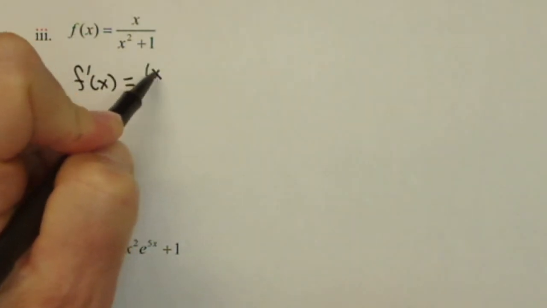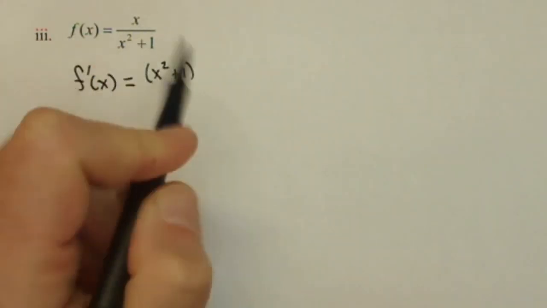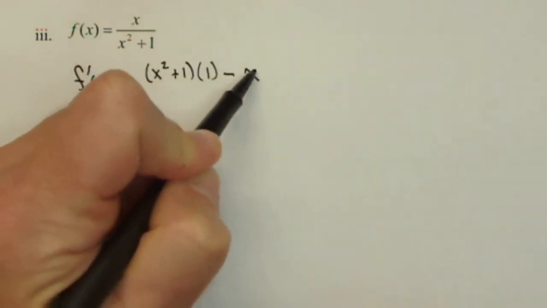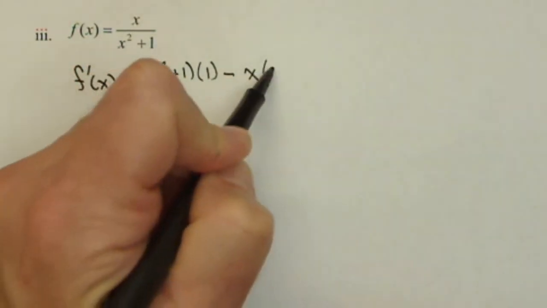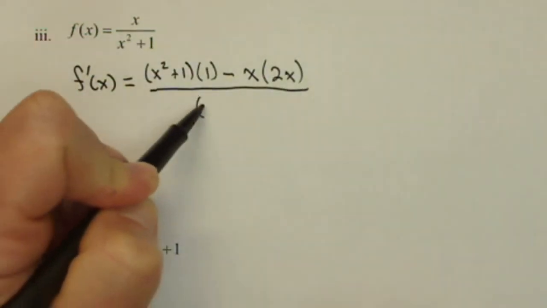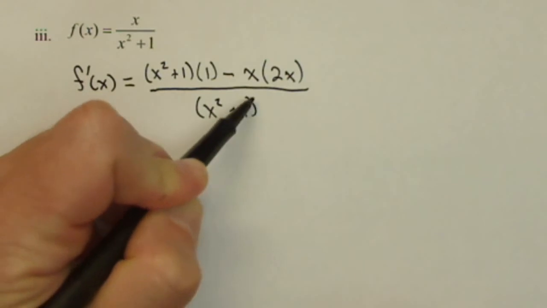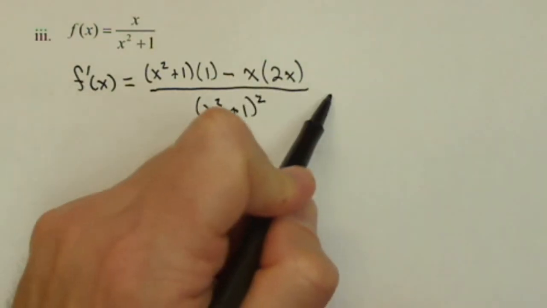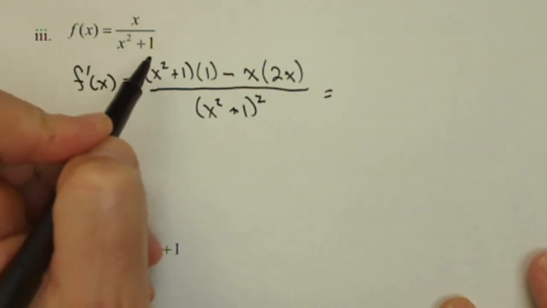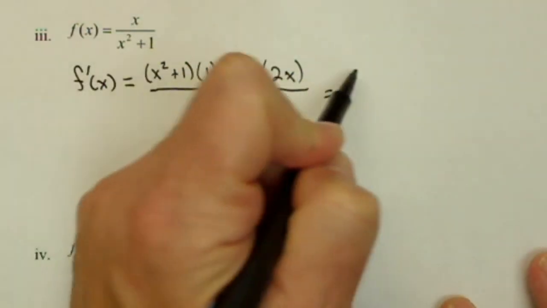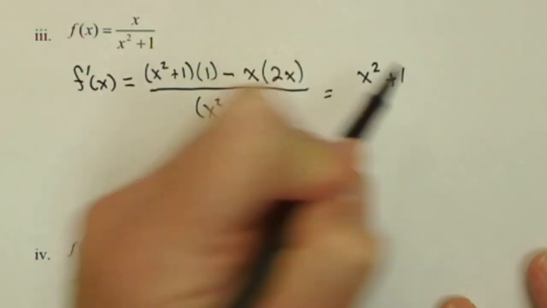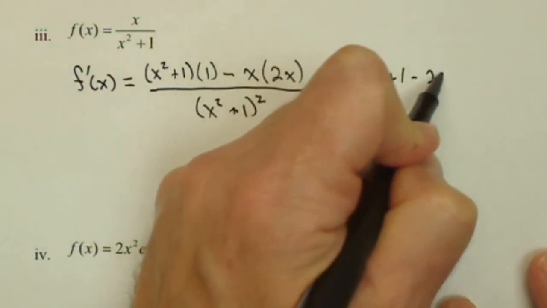So we have the denominator, x squared plus 1, times the derivative of the numerator, which is 1, minus the numerator x times the derivative of the denominator, which is 2x, all over x squared plus 1 squared, the denominator squared. Simplify as much as possible to see if we get something easy to work with. On top, we have x squared plus 1 minus 2x squared.